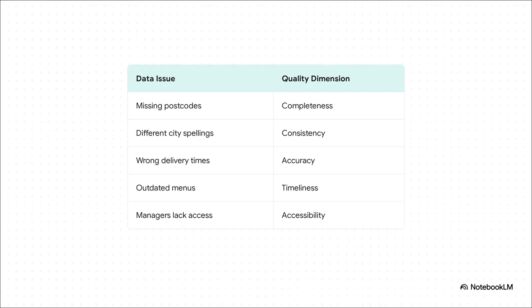Right, so the delivery driver can't find your house because your postcode is missing from the order. That's a completeness issue. Or how about this? Your favorite restaurant is spelled two different ways, so it doesn't show up when you search for it. That's a problem with consistency. And what if a 50-minute delivery gets logged as just 5 minutes? Well, that's just plain inaccurate. You see, none of these are just random glitches. They're all symptoms of that deeper sickness we're talking about.